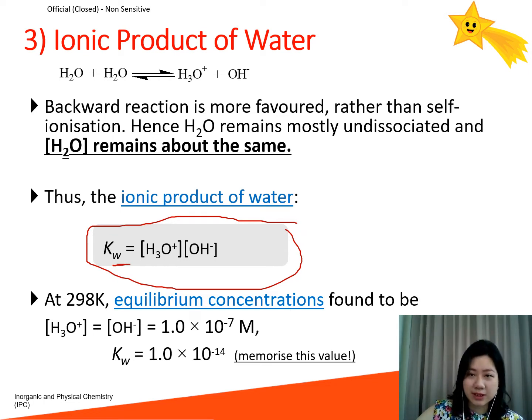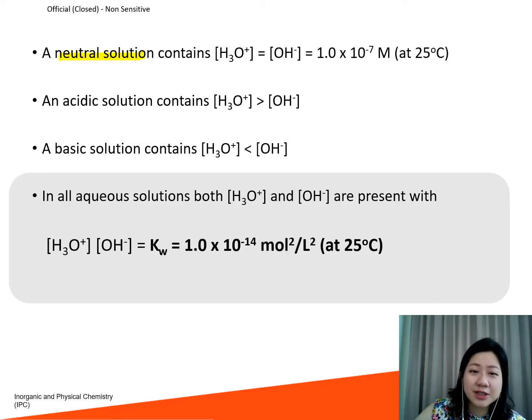W stands for water. At 298 Kelvin or 25 degrees Celsius, the equilibrium concentrations of H3O+ and OH- in pure water are 1 times 10 to the power of negative 7 molar. This gives us a Kw value of 1 times 10 to the power of negative 14. This is important, so please remember this value. So for a neutral solution at 25 degrees Celsius, the concentration of H3O+ is the same as the concentration of OH-, which is 1 times 10 to the power of negative 7 molar.